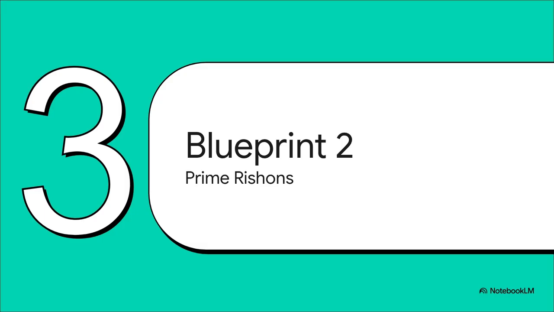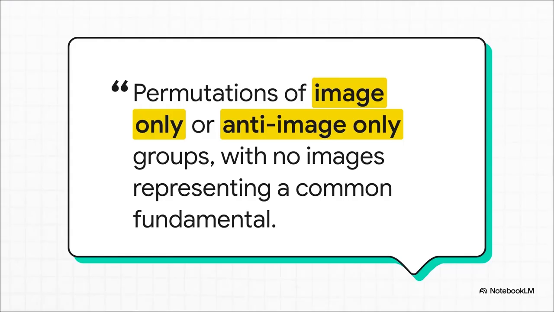All right, next up is blueprint number 2, the prime Rishons. And with this one, a totally different set of instructions is going to lead to a fundamentally different kind of particle. See the difference right away? No more mixing. For prime Rishons, the blueprint demands groups made of only images or only anti-images. We are no longer combining them. And this one little change in the recipe, it has huge consequences for what we end up with.